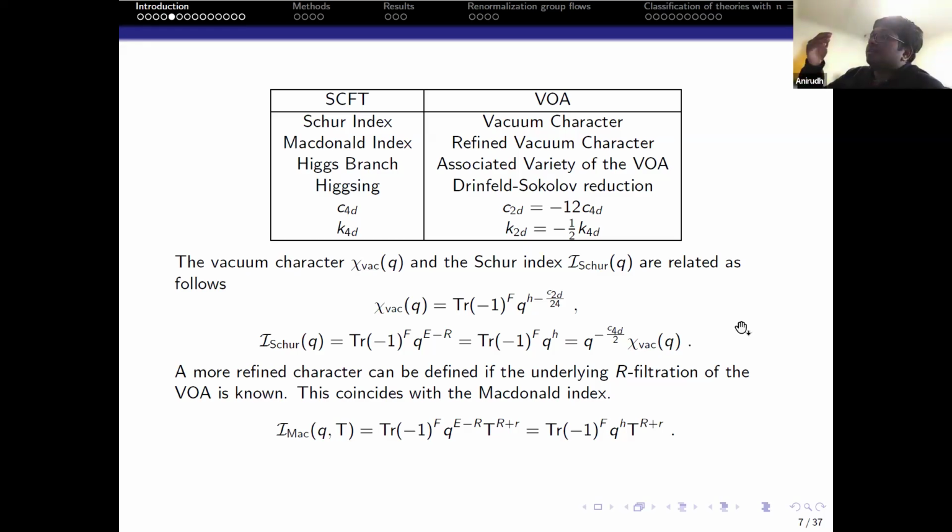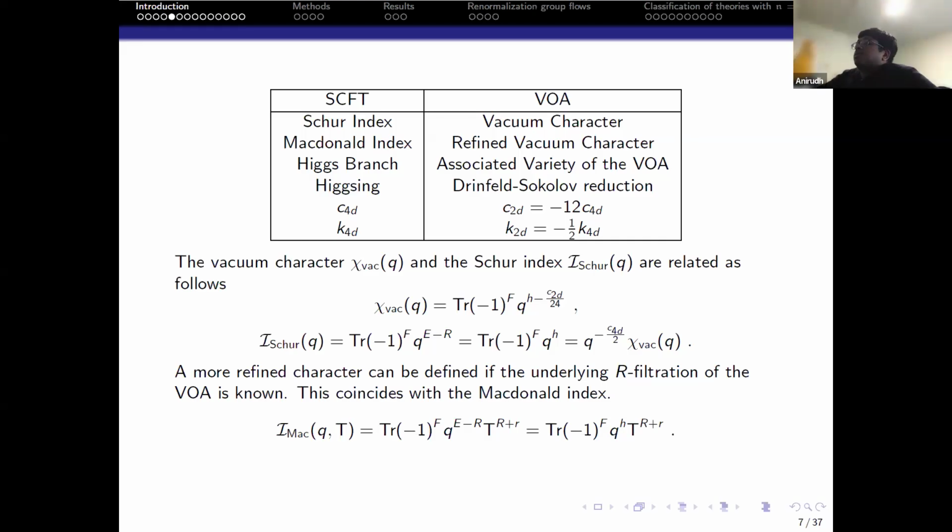Similarly, if you have an additional grading, if you already know the R filtration of the 4D SCFT, then you can refine your index a little more using an additional fugacity, which we will call T. This corresponds to what is called the McDonald index of the SCFT. So this has slightly more information than the Schur index.